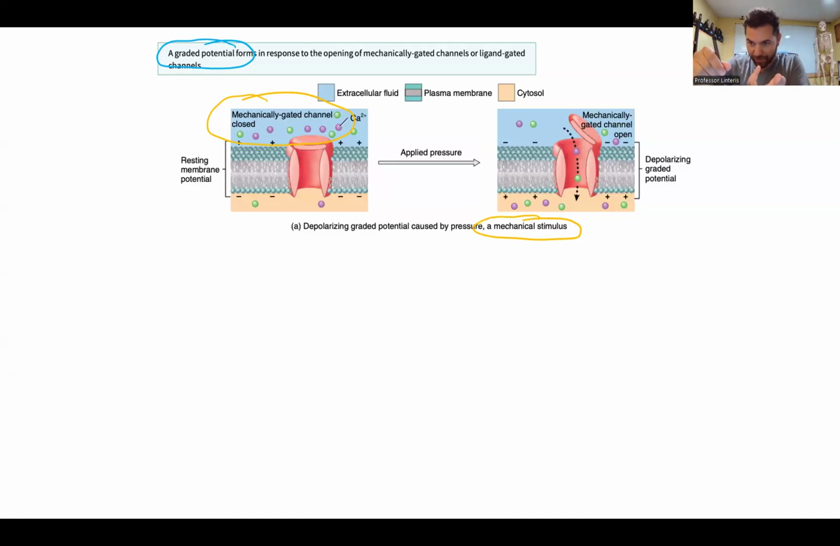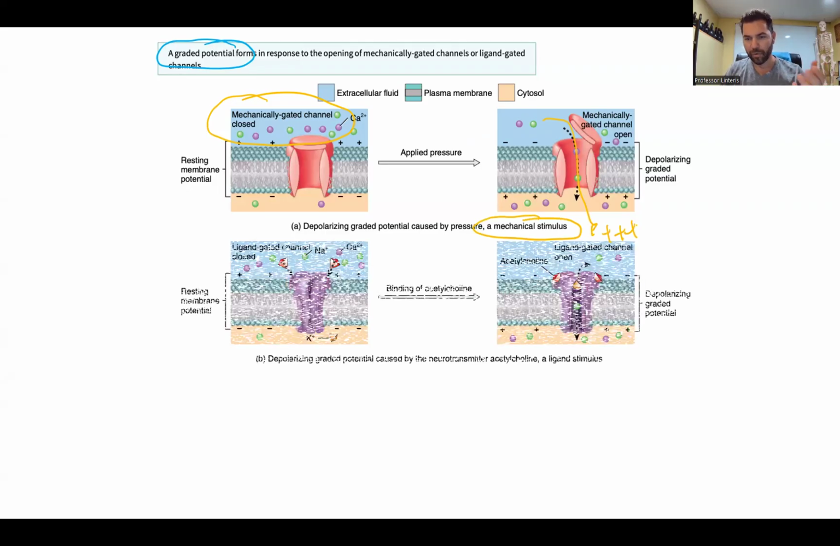Once I put pressure on it, those channels will physically open up. What happens? Positives come in, reach threshold, depolarize, send a message. So a mechanically gated channel opens in response to pressure.